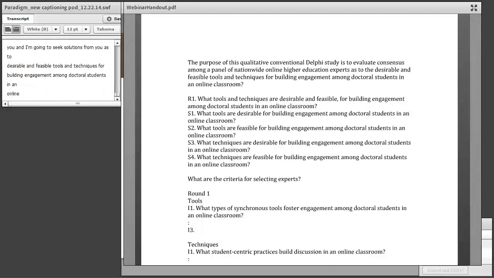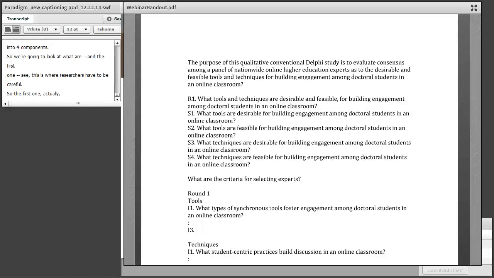And to do that, with that purpose, I've created a research question with 4 subcomponents, which is what tools and techniques are desirable and feasible for building engagement among doctoral students in an online classroom. And I'm going to deconstruct that research question into 4 components. So we're going to look at what are, and the first one does, see, this is where researchers can have to be careful. So the first one, actually the first one is written right.